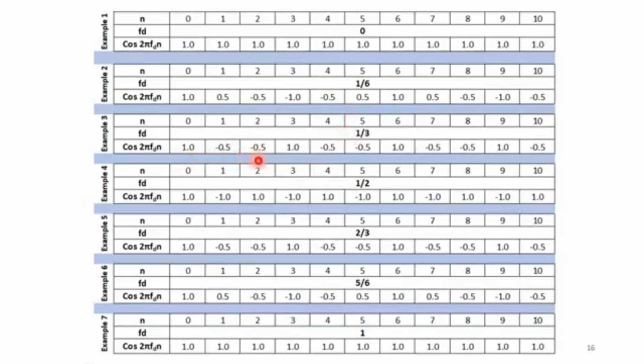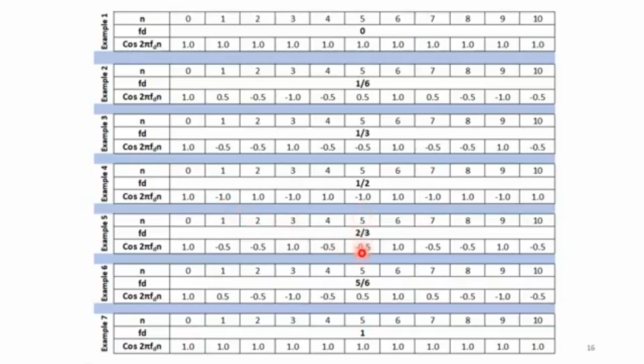And as we go to FD equals to half, which is further increased, the first sample value is 1.0, the second is minus 1.0, the third one is 1, and the fourth is minus 1.0, and so on. This is the maximum rate of oscillation we are getting, that in consecutive samples we have 1, minus 1, 1, minus 1, 1, minus 1. This is the maximum rate of oscillation one can expect, because there is no way you can increase the rate of oscillation even further, because in sinusoids the highest value is 1 and the lowest value is minus 1.